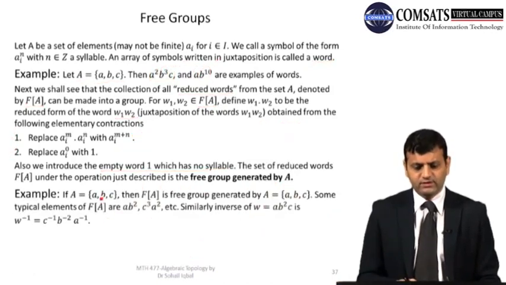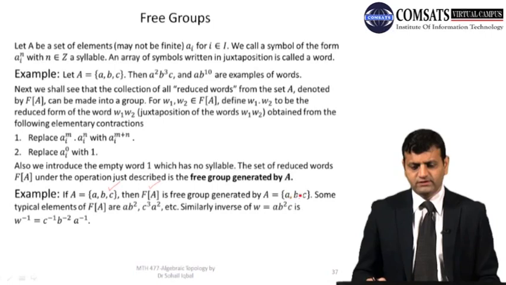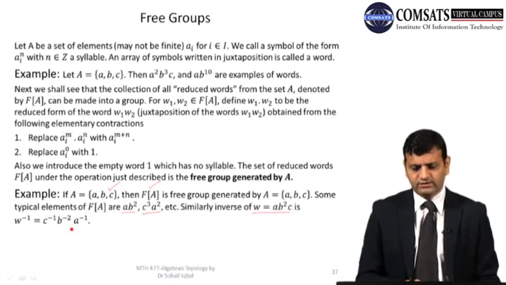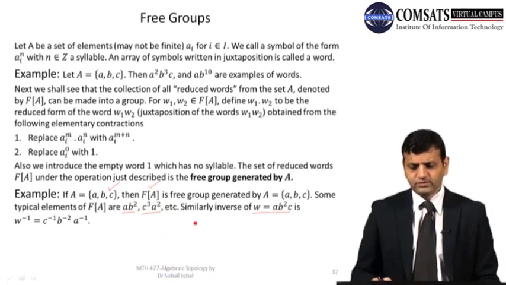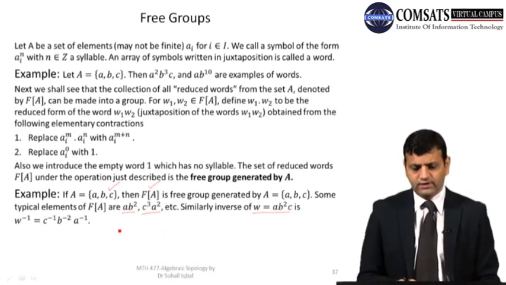So consider another example. If A is equal to {a, b, c} and F(A) is the group of all reduced words in the symbols a, b, c, some of the typical elements are ab square, c cube a, etc. So the inverse of ab square c is this element. So what we have done to obtain this inverse is basically reverse the order. So we have done two things. So reverse the order.